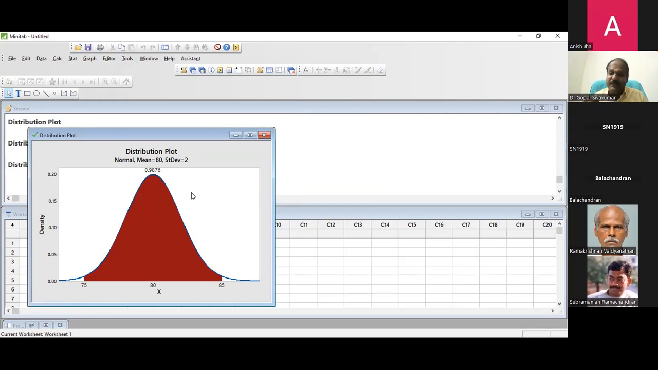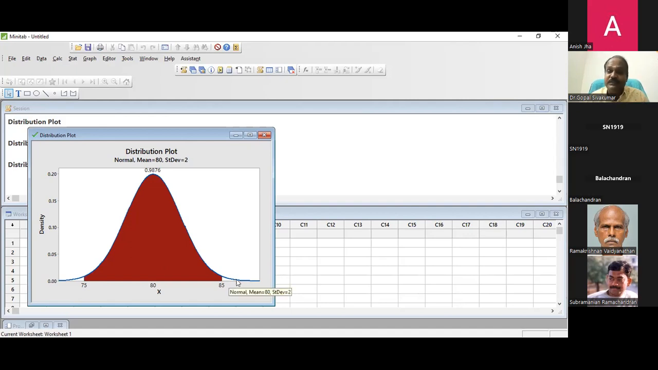We also have a class average of 75 in our black belt batch, and we are also maintaining a standard deviation of 2. That is the level of standards we maintain. So what is the chance for all of you to score between 75 and 85? 98.76% chance is there for each one of you to score between 75 and 85.